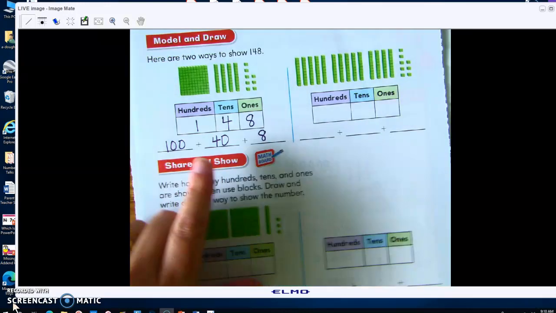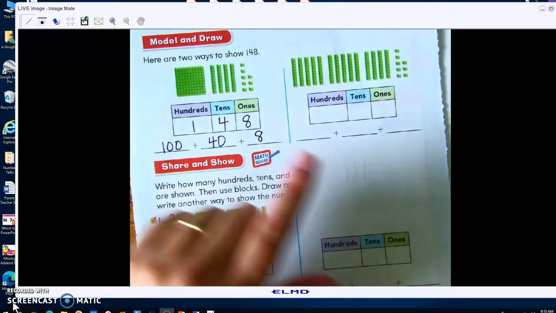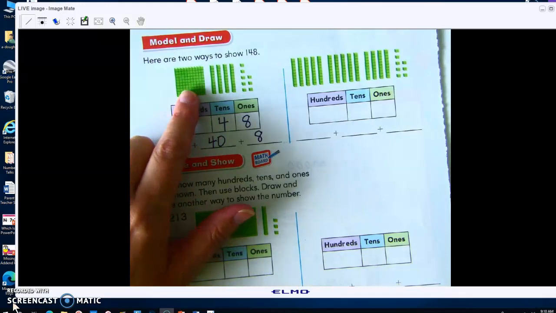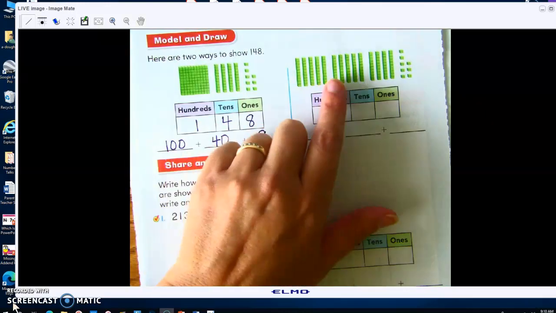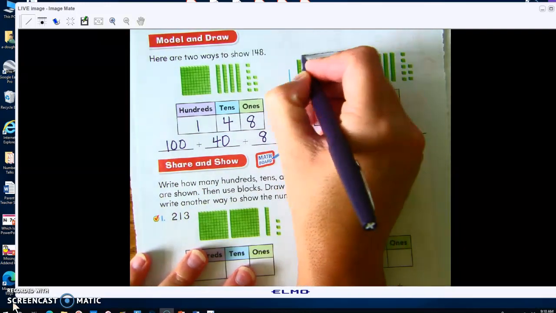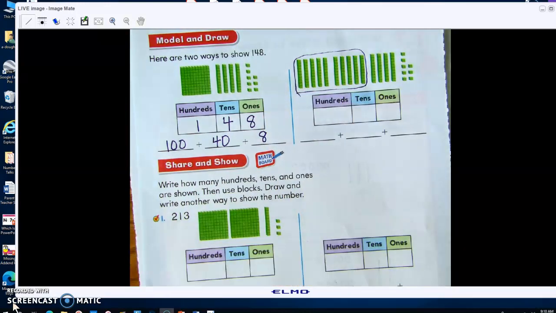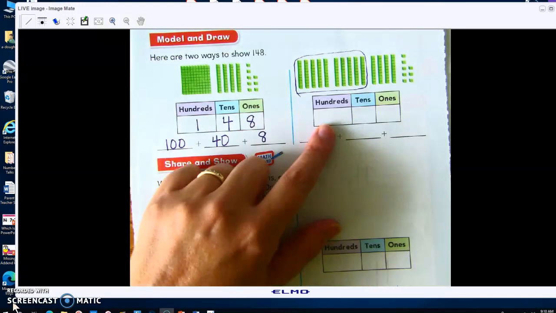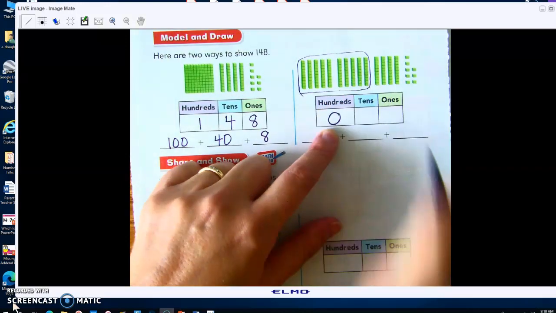Now, they showed us a different way. They took this 100 and took it away and added 10 ones. Do you see that? See that 100 out of 10 ones? That's 100 there. But now we do not have any hundreds. We just have French fries, so we have 0 hundreds.